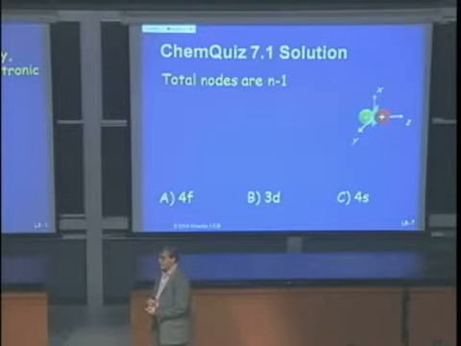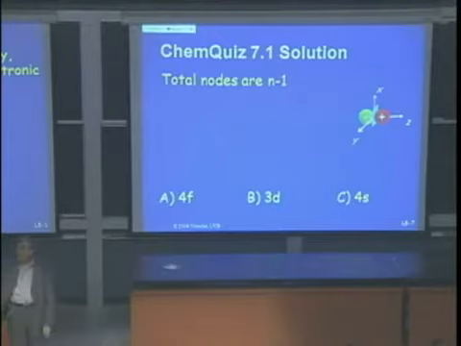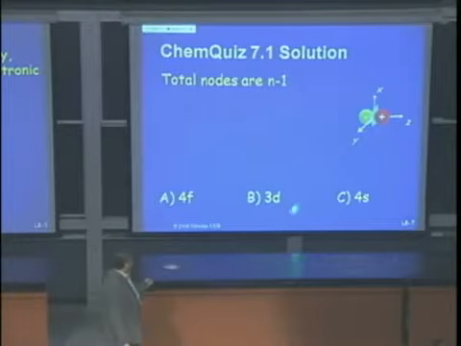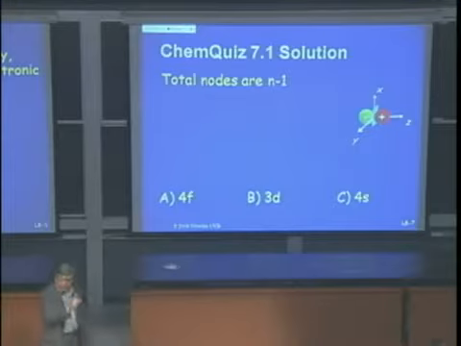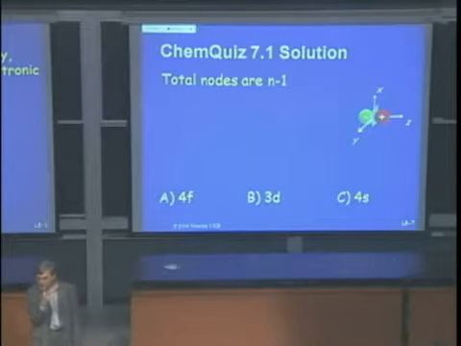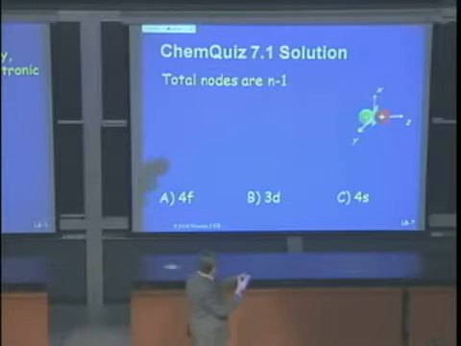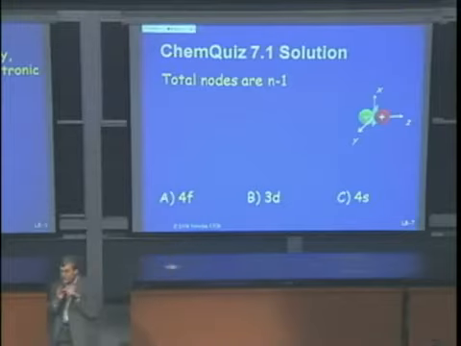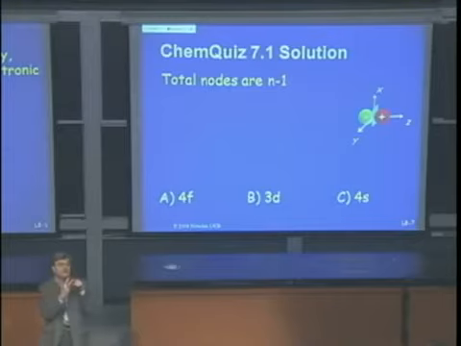Let's talk about the 3d. We did this just, okay? So n is 3. What's the number of total nodes? 2, all right? So what's L? L goes from 0, 1, 2. 0 is S, P is 1, D is 2, yeah? So L is 2, and that's the number also of your angular nodes. And how many have we total?